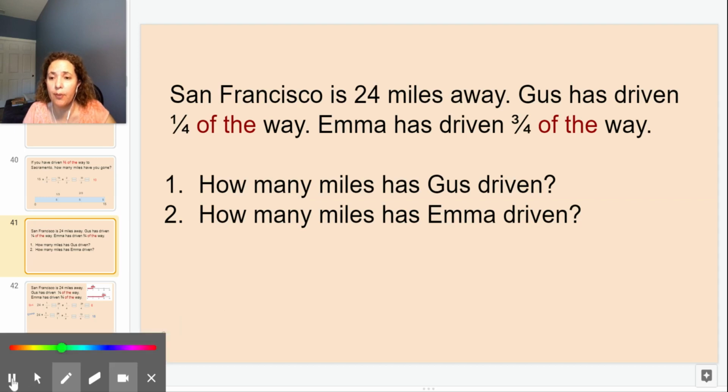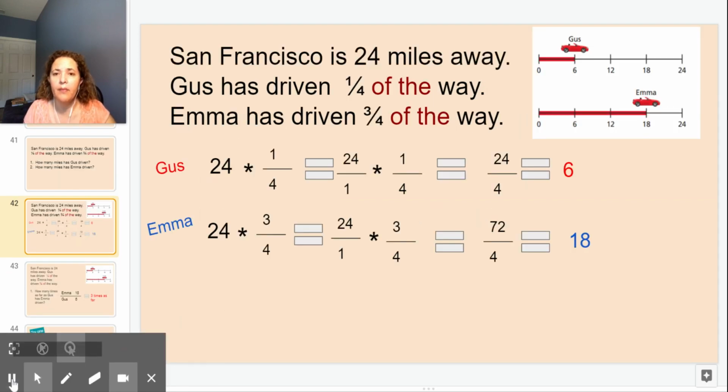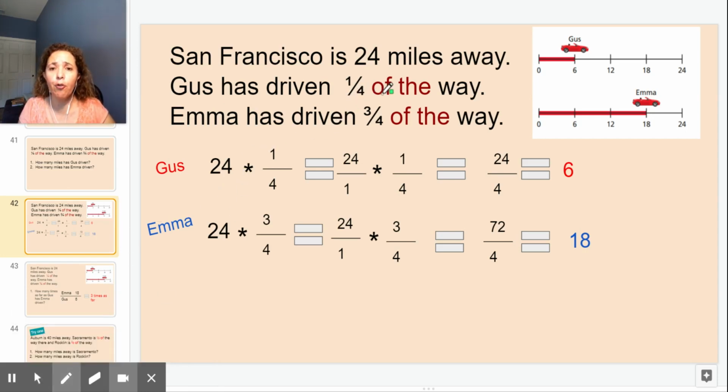If not, just stay with me. Don't pause, just stay. Okay, so the first thing I did: Gus has driven 1/4 of the way. So it's all the total distance, 24. So it's 24 times 1/4, which is the same thing as 24 over 1 times 1/4. 24 times 1 is 24. 1 times 4 is 4. 24 divided by 4 is 6.